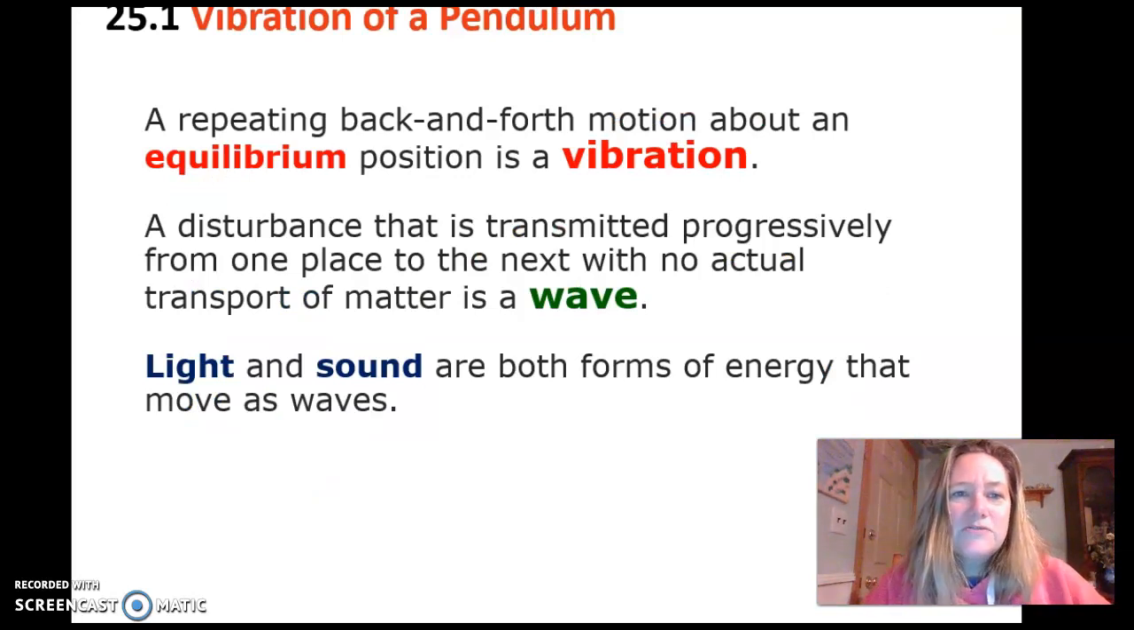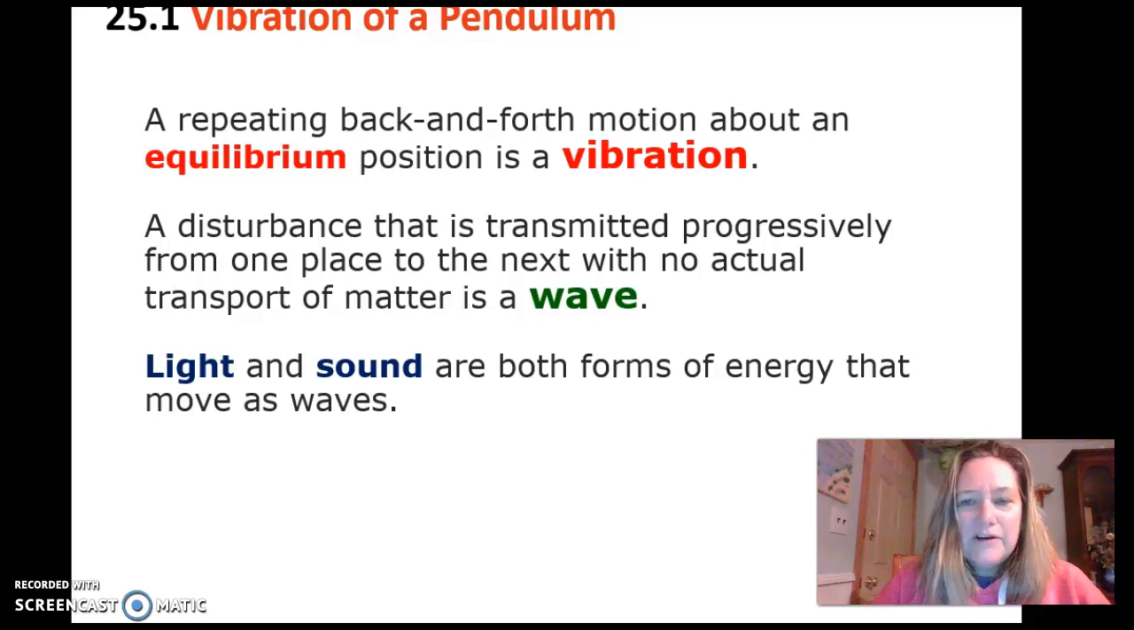Vibration of a pendulum. So remember a pendulum, a back and forth motion, that's called a vibration. We're going to be talking about waves, all kinds of waves, types of waves, such as light and sound. They are both forms of energy that move as waves, transmitted progressively from one place to the next.